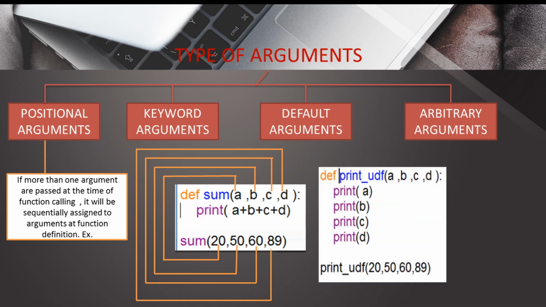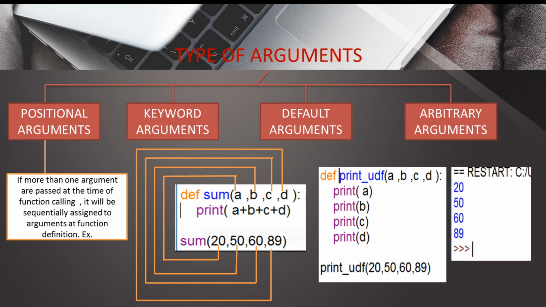Here again we have used the same concept of the positional argument, but we are trying to get the value of each argument using the print statement. So you can see the output here.